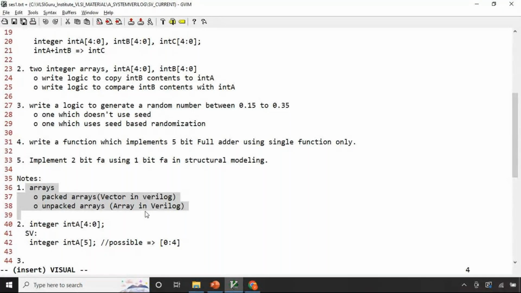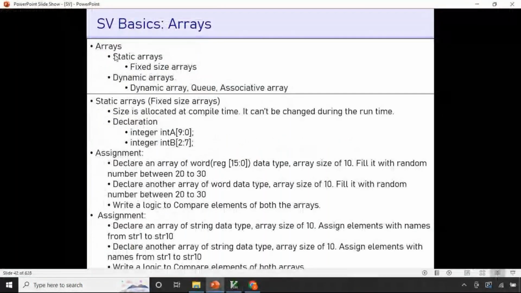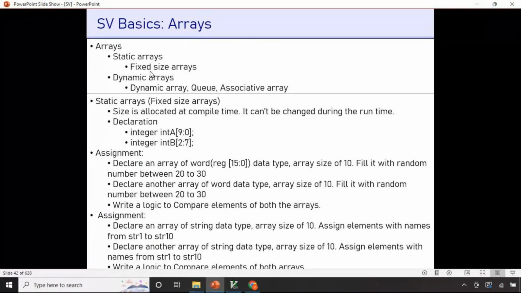Let us now get into one more classification of arrays. In SystemVerilog, there is a classification called static arrays and dynamic arrays. Static arrays are fixed size arrays. Whatever you have studied in Verilog, Verilog only supports fixed size arrays, that is static arrays. Verilog doesn't have a concept of dynamic array because everything in Verilog is static in nature.